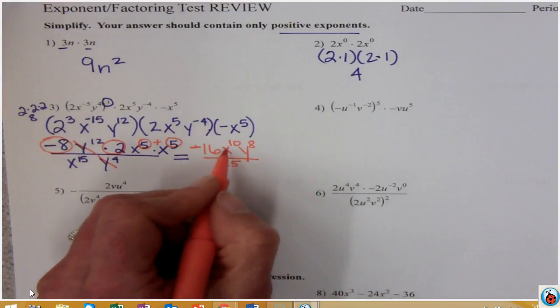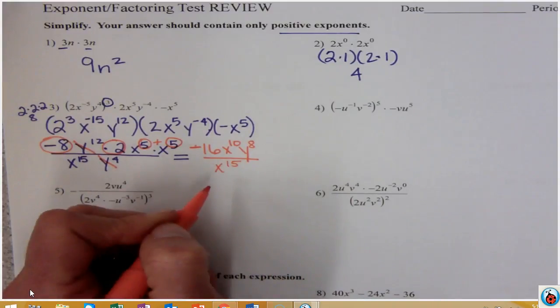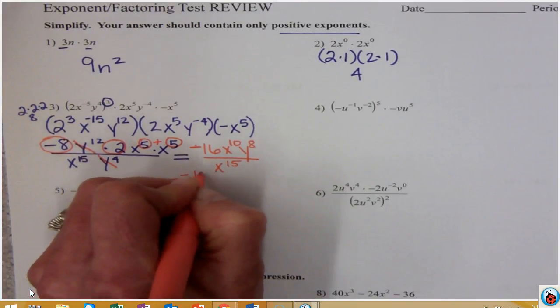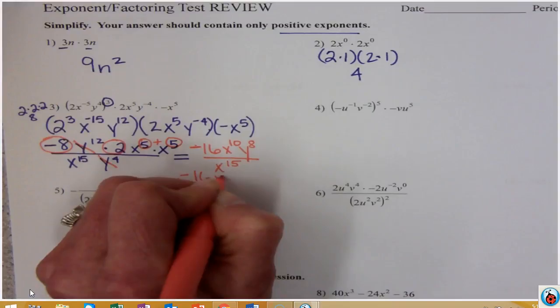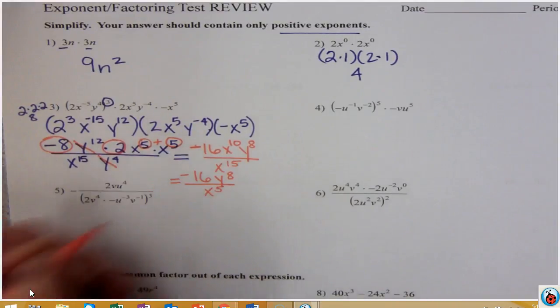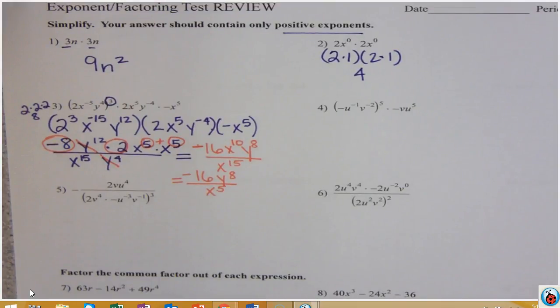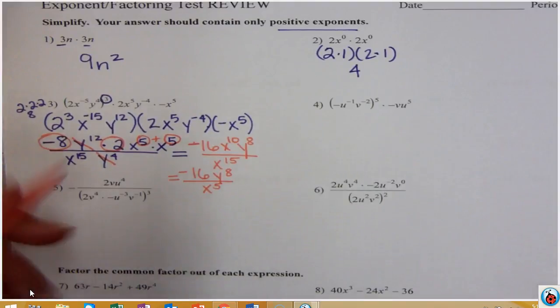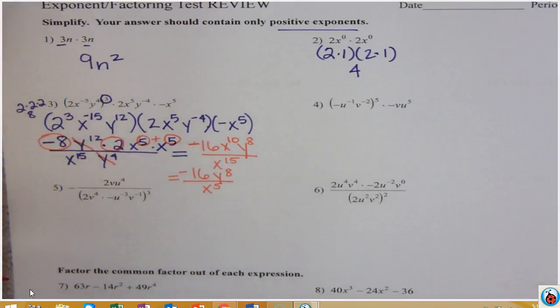Now I've got x to the 10th and x to the 15th. The bigger number's on the bottom, so my answer is going to be negative 16, y to the 8th, divided by x to the 5th. It does get a little confusing. You just need to make sure you take it one step at a time.